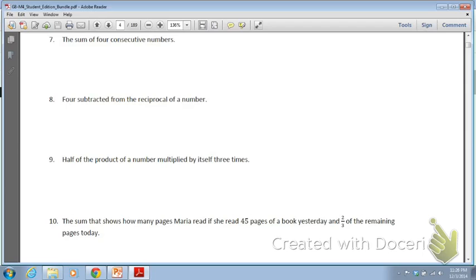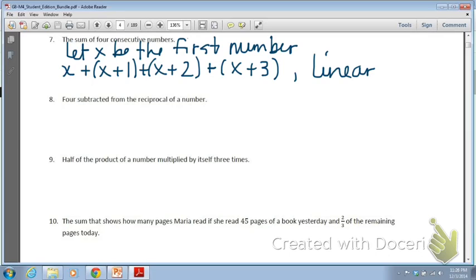Okay, our next example here is the sum of 4 consecutive numbers. Okay, so this one, the sum of 4 consecutive numbers, let's let x be the first number in the series. So to write consecutive numbers, I'm just adding 1 each time. So I've got x plus 1, x plus 2, x plus 3. Those are all being added together. So all the x's are to the first power. So it is linear. All right, let's look at the next one.